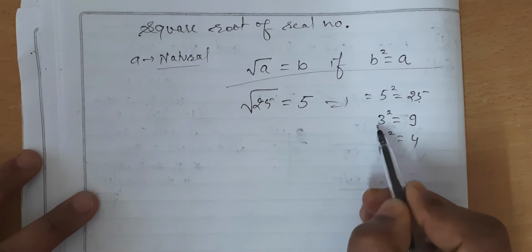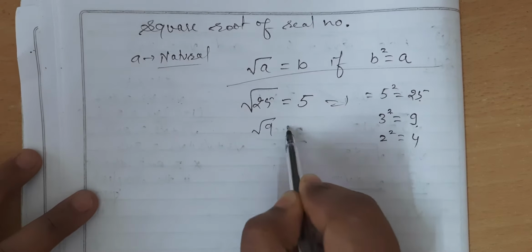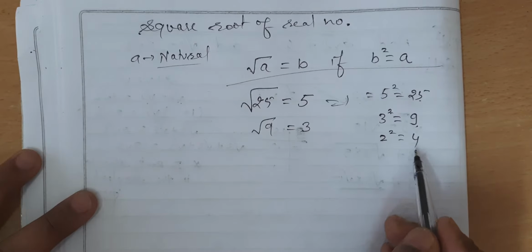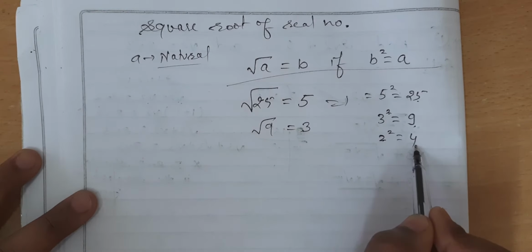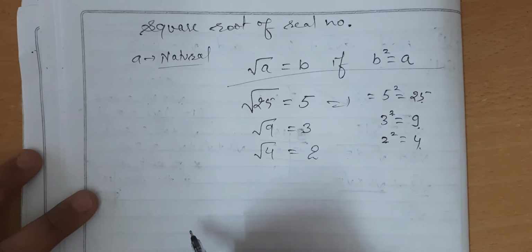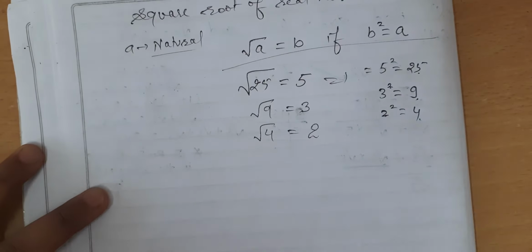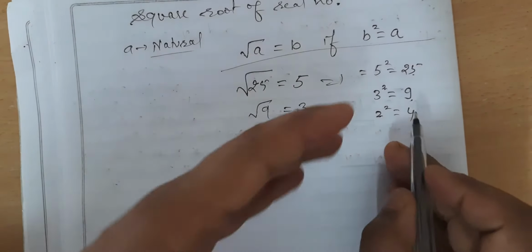Similarly, 3 square is 9, which means square root of 9 is 3. 2 square is 4, which means square root of 4 is 2. Okay. So in general, this is a square root.